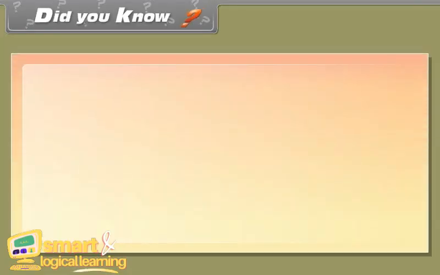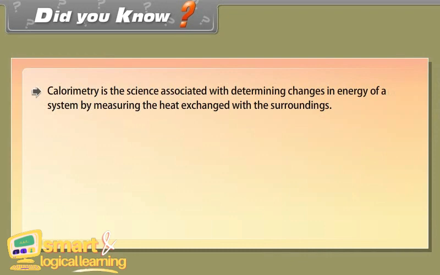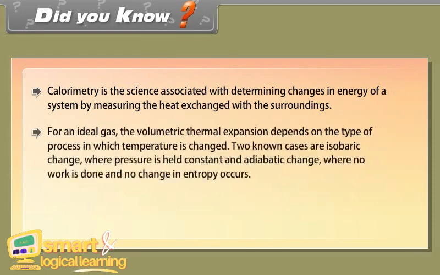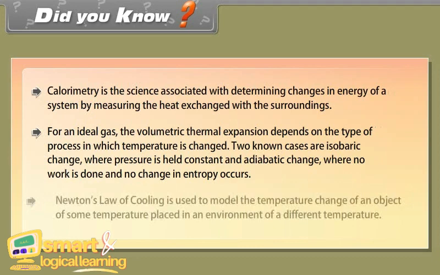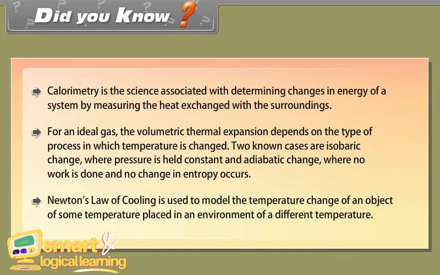Did you know? Calorimetry is the science associated with determining changes in energy of a system by measuring the heat exchanged with the surroundings. For an ideal gas, the volumetric thermal expansion depends on the type of process in which temperature is changed. Two known cases are isobaric change, when pressure is held constant, and adiabatic change, where no work is done and no change in entropy occurs. Newton's law of cooling is used to model the temperature change of an object of some temperature placed in an environment of a different temperature.